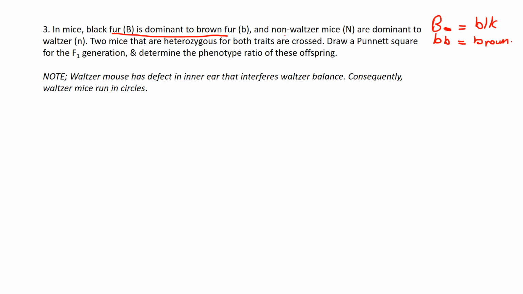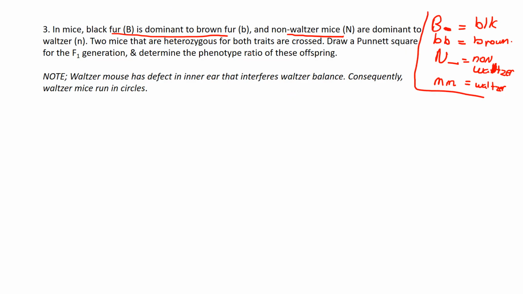Okay, and it says, and non-waltzer mice, capital N, is dominant to waltzer. So again, make your little n's very different from the big N's. And this is going to be waltzer. It's a condition where they lose their balance. They get a defect in their inner ear, and these mice just end up doing little circles. So that's our legend.